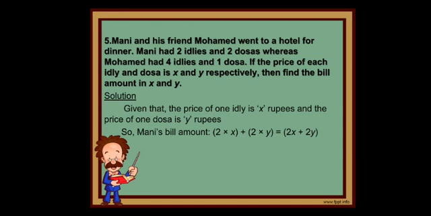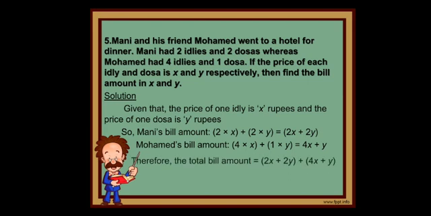Okay. So what will be the bill amount of Muhammad? Muhammad had 4 idlis and 1 dosa. So the cost of 1 idli is x, so the cost of 4 idlis is 4 into x. And the cost of 1 dosa is 1 into y. So Muhammad's bill amount is 4 into x plus 1 into y, that is 4x plus y. So add these two bill amounts. Total bill amount will be 2x plus 2y plus 4x plus y.